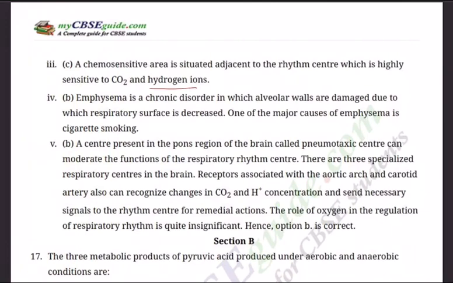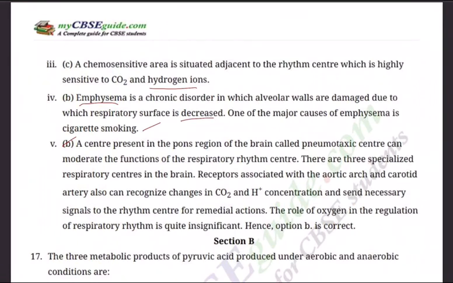Fourth, one of the major causes of dash is cigarette smoking. Emphysema is the answer. It is a chronic disorder in which alveolar walls are damaged, due to which respiratory surface is decreased. One of the major causes of emphysema is cigarette smoking. Question 5. The following statements are drawn as conclusions for the image shown. So you have statements 1, 2, 3, 4, and you have to choose the correct one from below, and the correct one is B. That is, statement 1 and statement 3 are true.